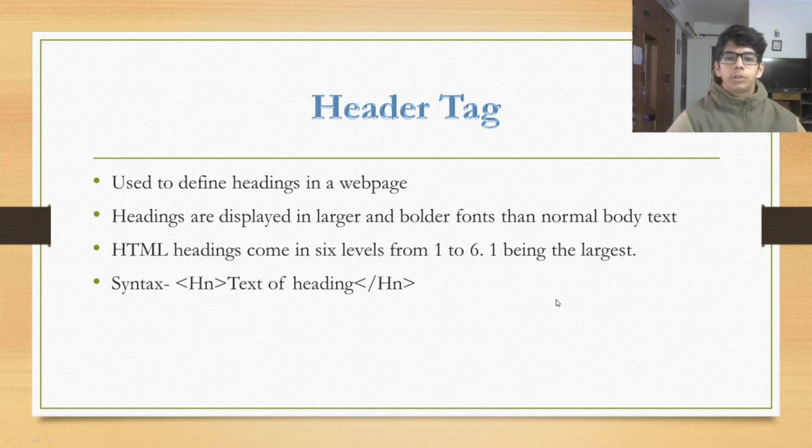Header tag is used to define headings in a web page. Headings are displayed in larger and bolder fonts than normal body text. HTML headings come in 6 levels, from 1 to 6, 1 being the largest. The syntax for the header tag is as follows. Here, n is the number from 1 to 6 which defines the level of heading. As the header tag is a container tag, we have the opening tag and a closing tag, and we will have the heading enclosed within.